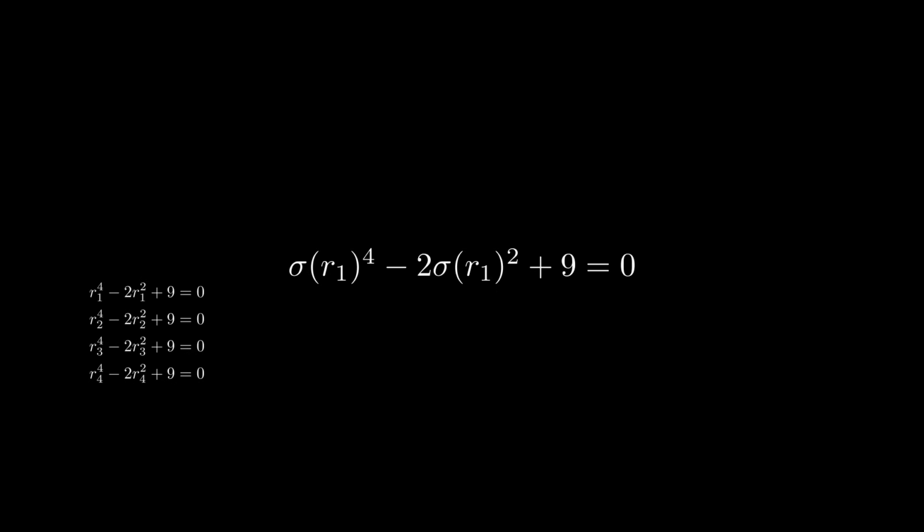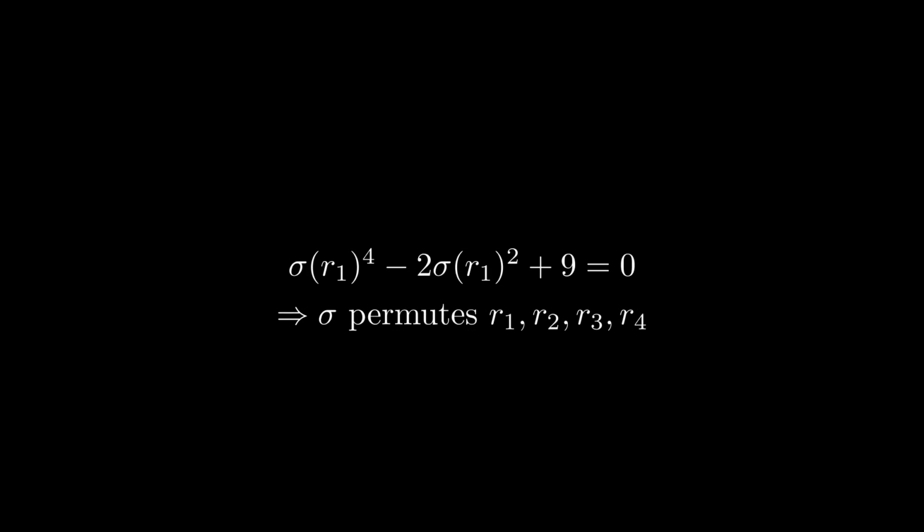So sigma of R1 is one of R1 through R4. And similar calculations show that sigma of R2, sigma of R3, and sigma of R4, all of these are roots of the same polynomial. And none of them can be the same root because that would mean that their difference was 0, but then the original root difference was 0 too. So then all these sigmas just permute the roots, or just map them around to each other.